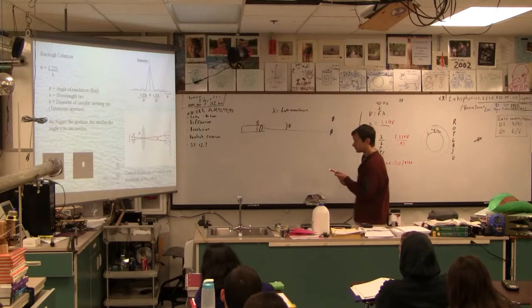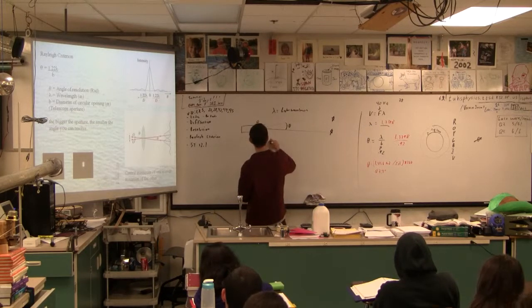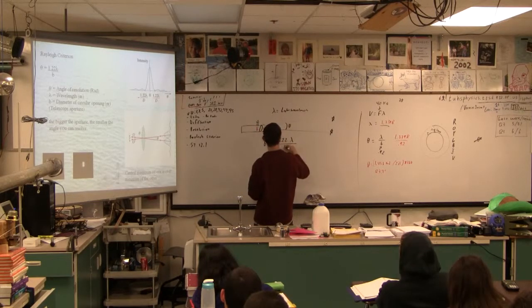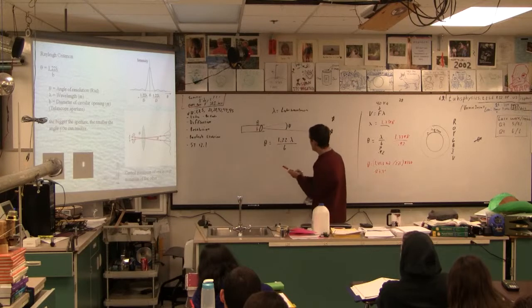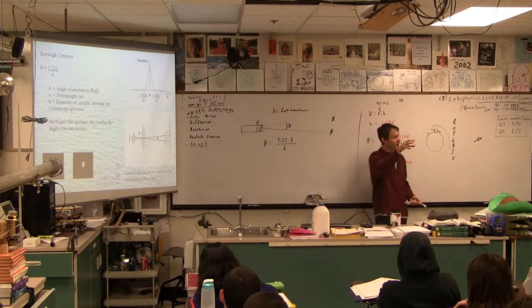Right? Now, the formula is that the angle is 1.22 times the wavelength over B, right? And the 1.22 is just this arbitrary thing. They're just shifting it over so that they're putting the bright spot on top of the dark spot.